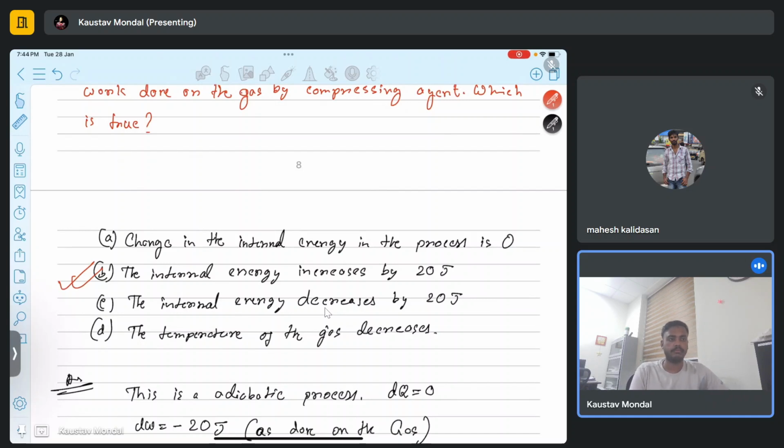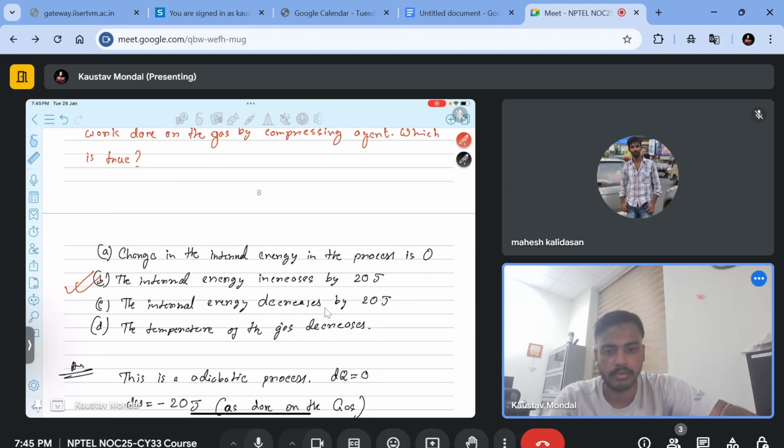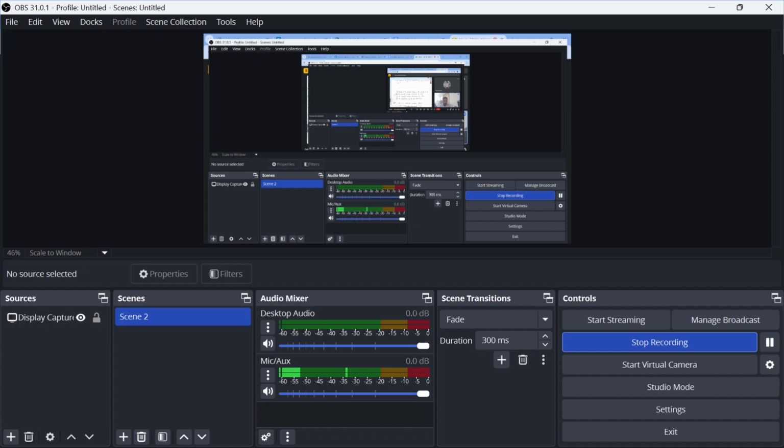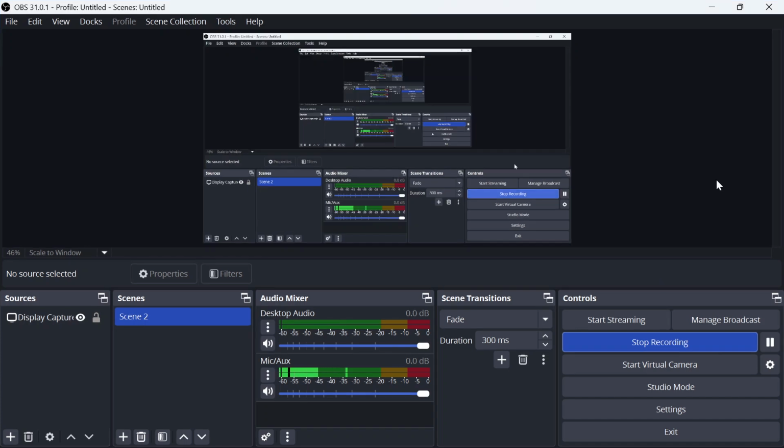This is problem number 10. Okay, now comes problem 11. Let me check everything is happening correctly or not. Recording is happening, okay. Fine.